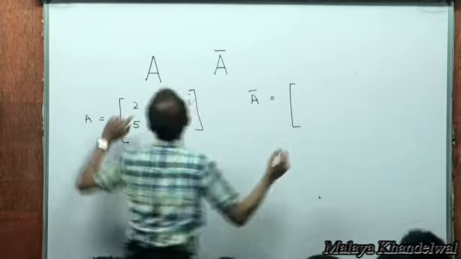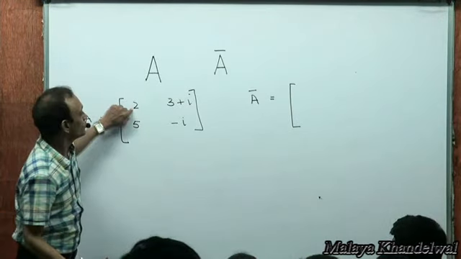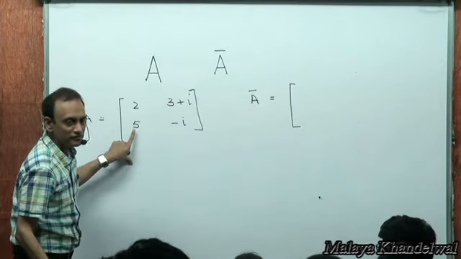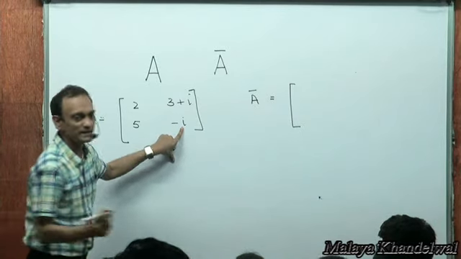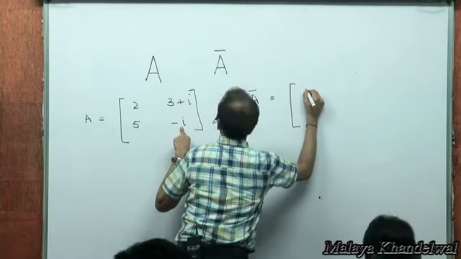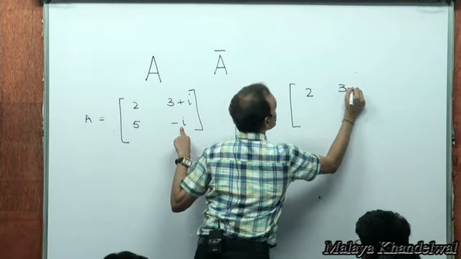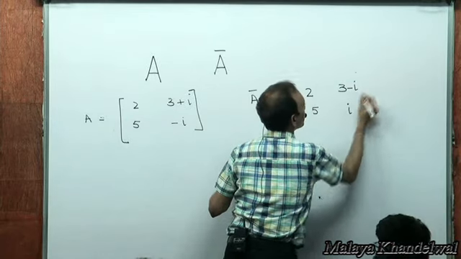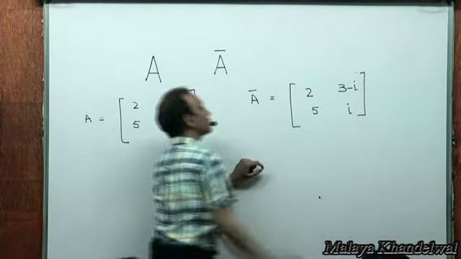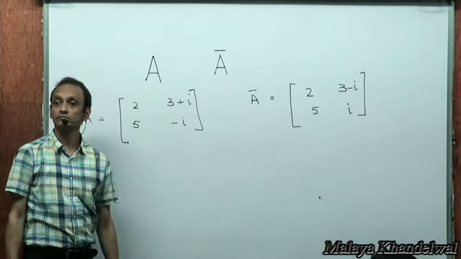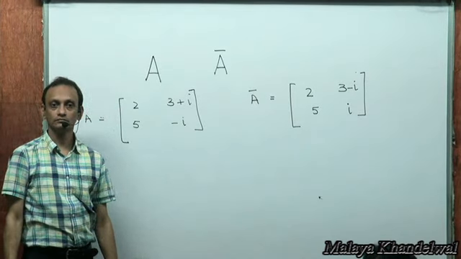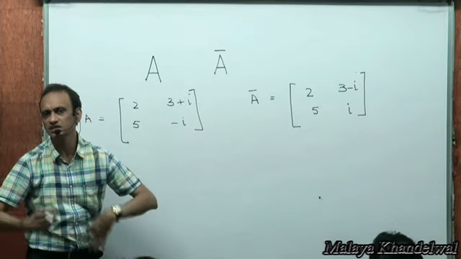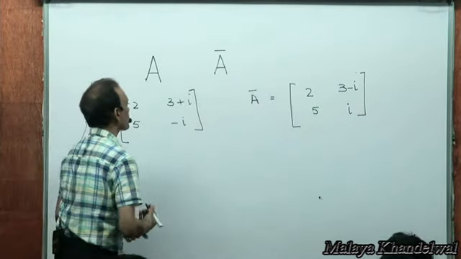Now, the complex conjugate of 2 will be 2. The complex conjugate of 3 plus i is going to be 3 minus i. Of 5, 5. Of minus i, plus i. So A bar would be 2, 3 minus i, 5, i. That's A bar. It's just the conjugate of that matrix.